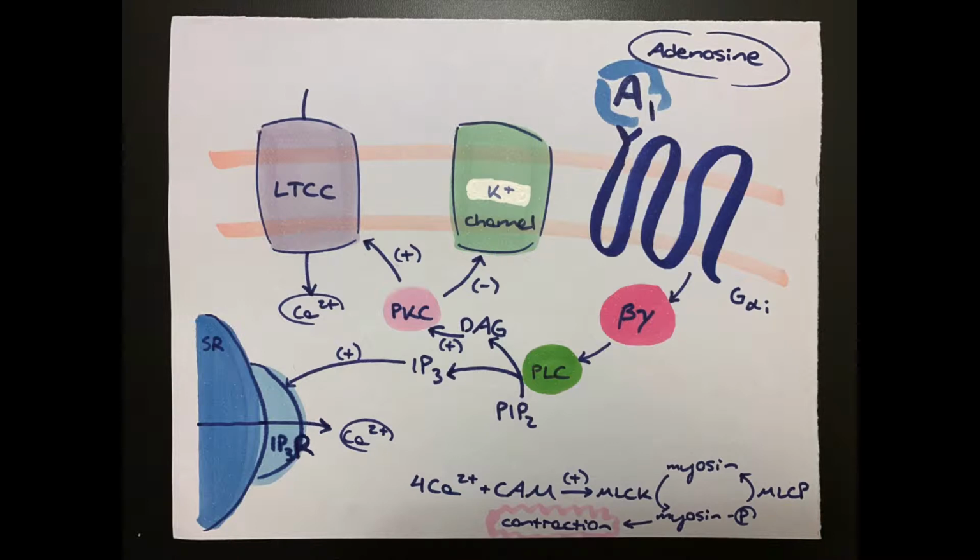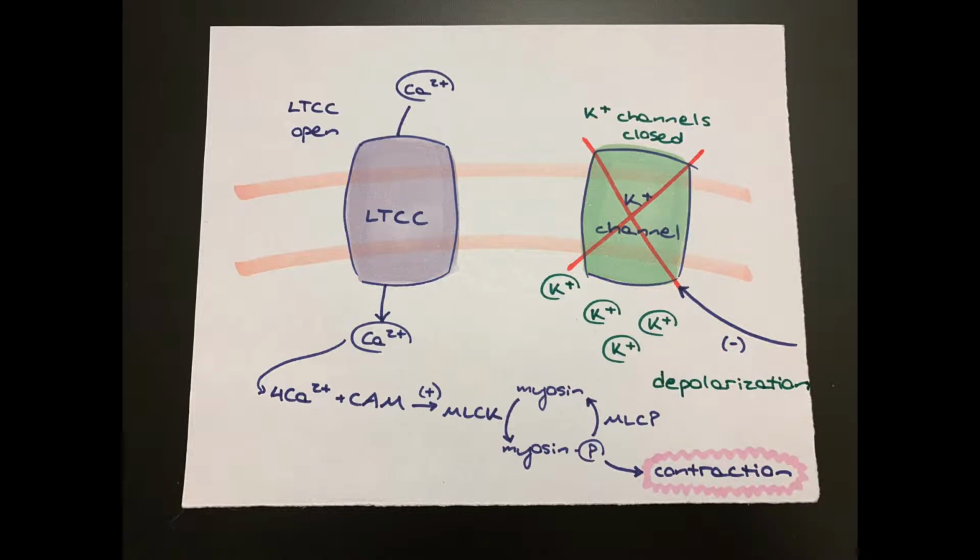IP3 binds to the IP3 receptor on the sarcoplasmic reticulum, releasing calcium ions into the cytosol. DAG activates protein kinase C, or PKC, which closes potassium channels and activates L-type calcium channels, resulting in an influx of calcium into the cell. Calcium binds to the protein calmodulin, which can then activate myosin light chain kinase, or MLCK. MLCK phosphorylates myosin using ATP and enables myosin head ATPase activity, causing smooth muscle contraction.